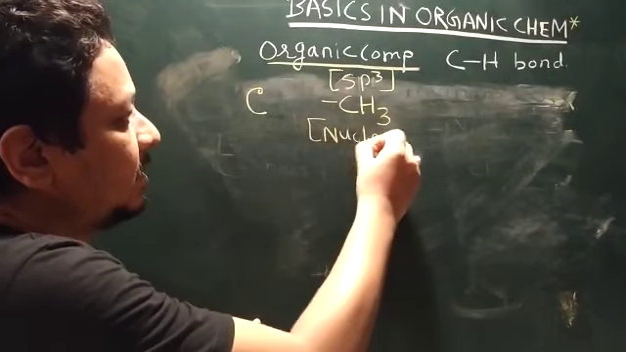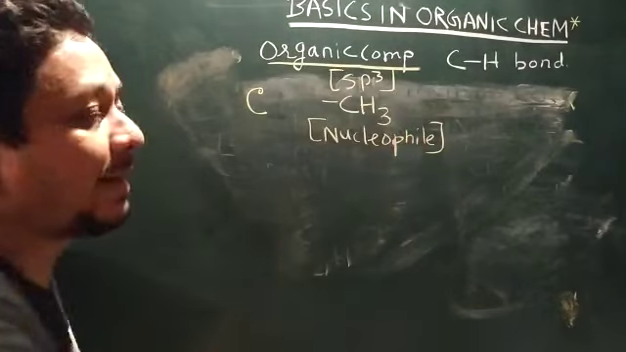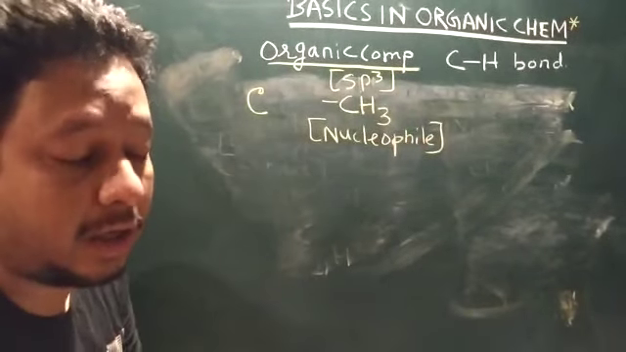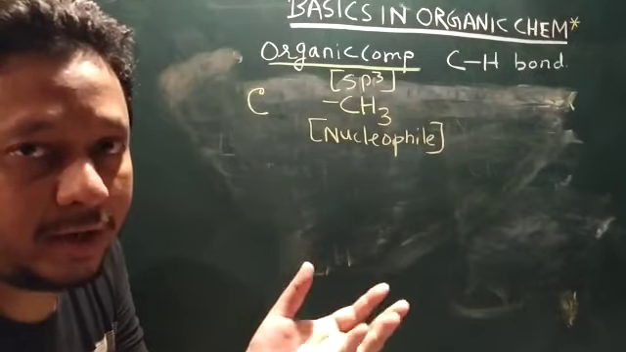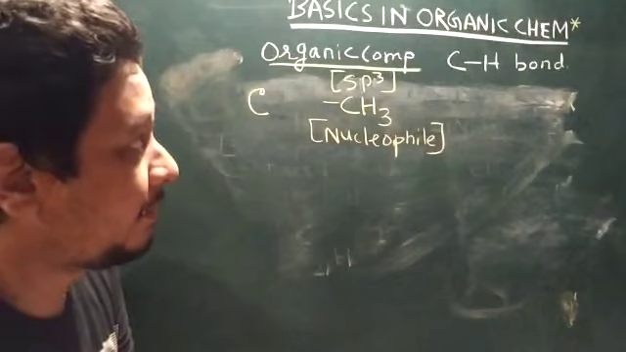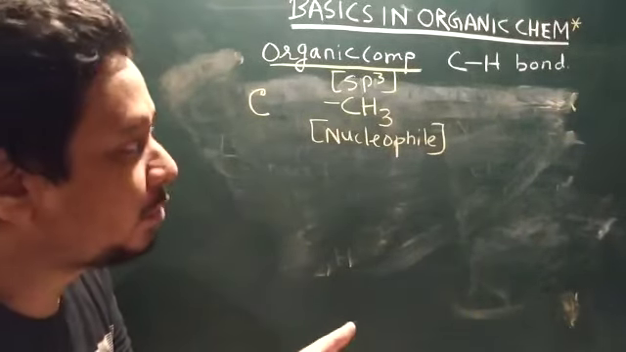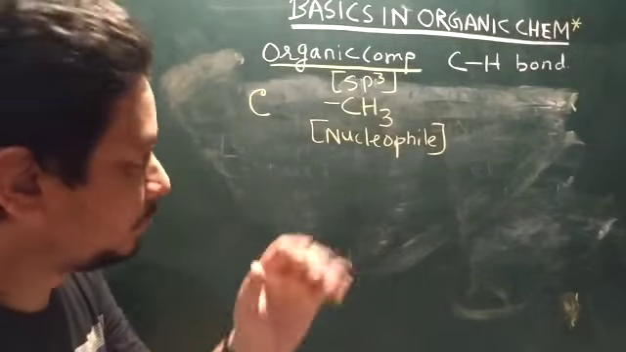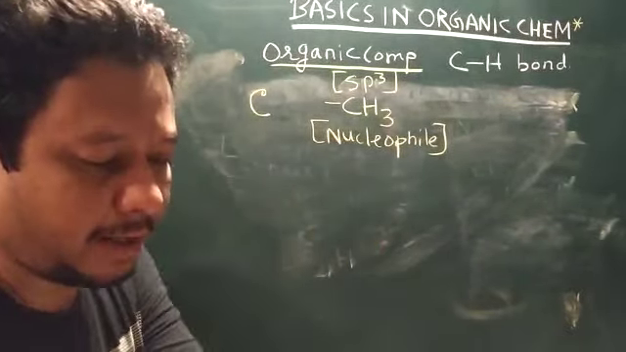And why is that? Because if the p character is more, then the loosely bound electrons are also more. When the electrons are loosely bound, they can be easily donated. But if it is sp, then the s character is more, so in that case the electrons are strongly bound. I'll come to that. So these are the nucleophiles.